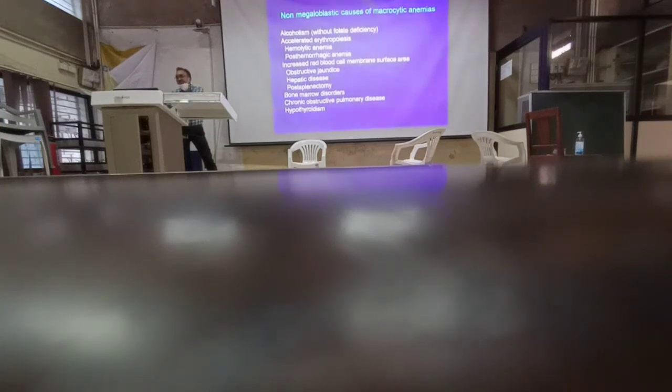Obstructive jaundice, hepatic disease and post-splenectomy will increase the red cell membrane surface area. For this, how can we separate it from a vitamin B12 deficiency? By doing the liver function test. We can check for alcoholism or this disorder. Check the liver function test, and if liver function tests are normal, go for vitamin B12. This way we can separate this from the others.